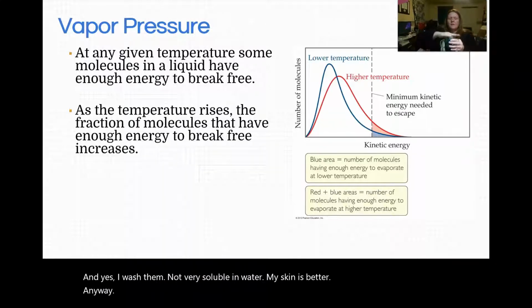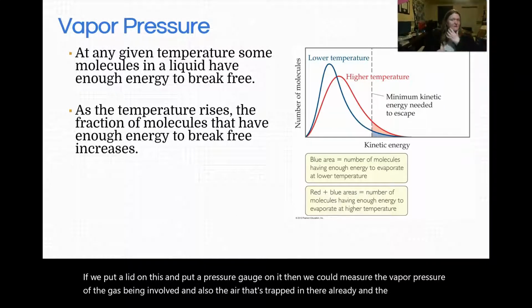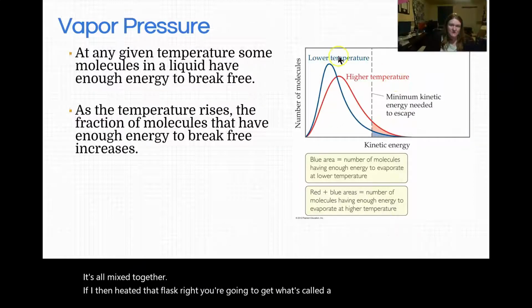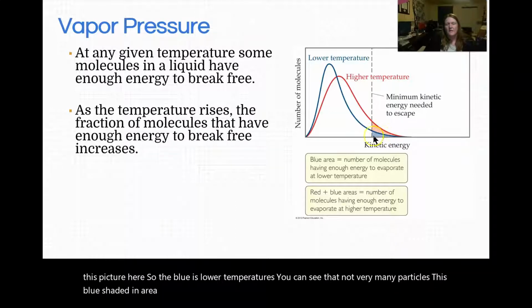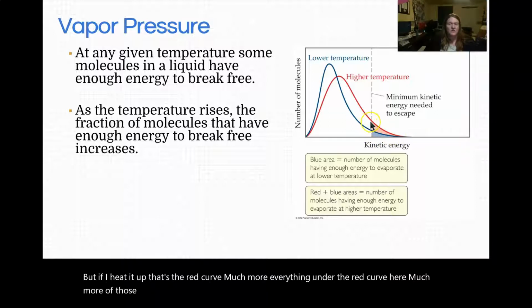Anyway, if we put a lid on this and put a pressure gauge on it, then we could measure the vapor pressure of the gas being evolved, and also the air that's trapped in there already, and the water vapor. It's all mixed together. If I then heated that flask, you're going to get what's called a Boltzmann distribution. That's this picture here. So the blue is lower temperatures. You can see that not very many particles, this blue shaded in area, have enough kinetic energy to be gas. But if I heat it up, that's the red curve, much more, everything under the red curve here, much more of those particles have enough energy to be a gas. So that means it would have a higher vapor pressure.